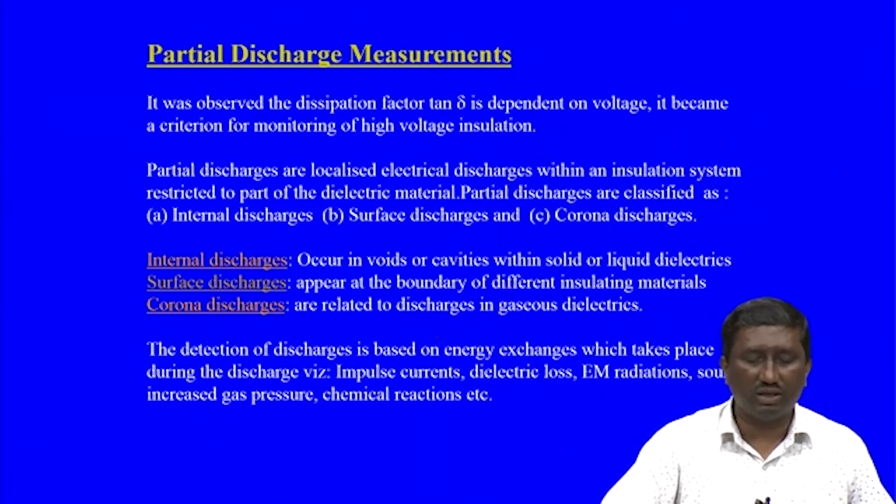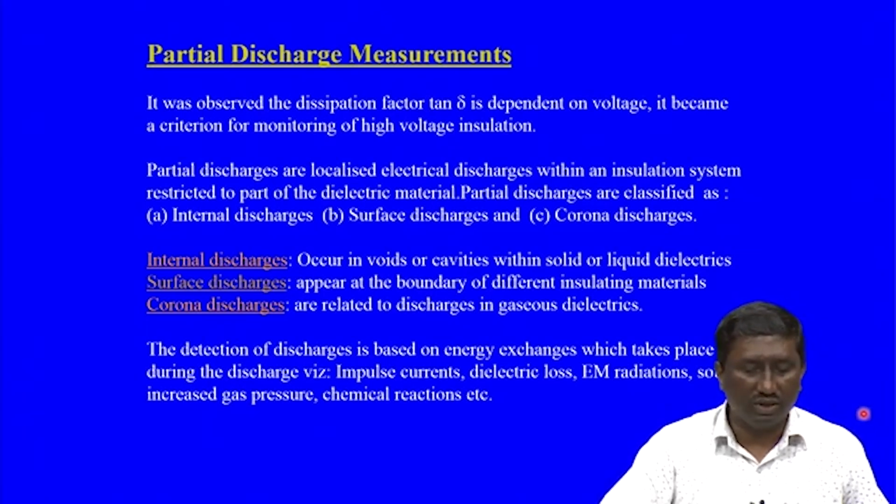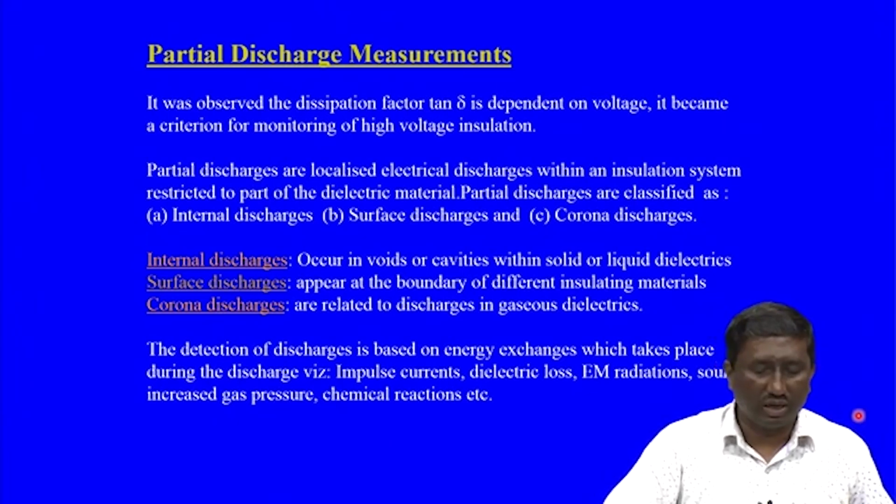Internal discharges are the discharges which occur inside the insulation. Surface discharges could be on the surface of the insulating material or an equipment, and the third is the corona discharges. So, these are three different types of partial discharges which are classified. So, how do the internal discharges occur?